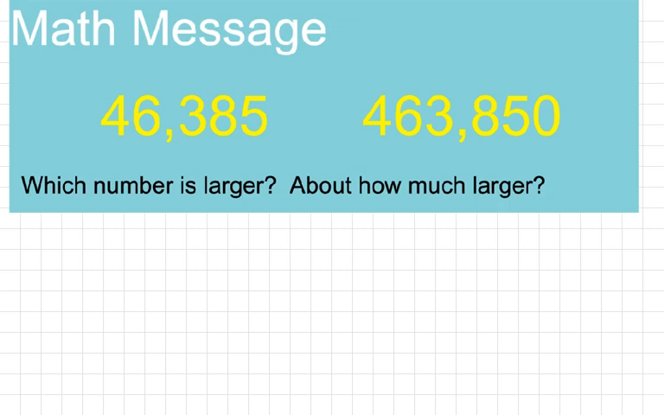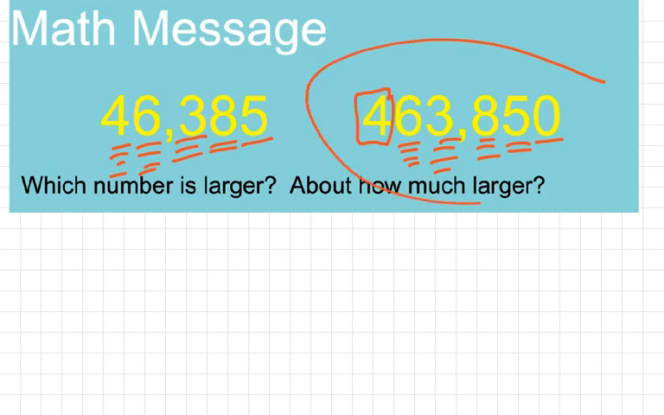Now, if we're looking at which number is larger, I need to think about the numbers and what place values. So they each have a ones, a tens, a hundreds, a thousands, 10,000s, and this number has 100,000. So which number is larger? And I can go ahead and use my grid paper down here and go ahead and write this.